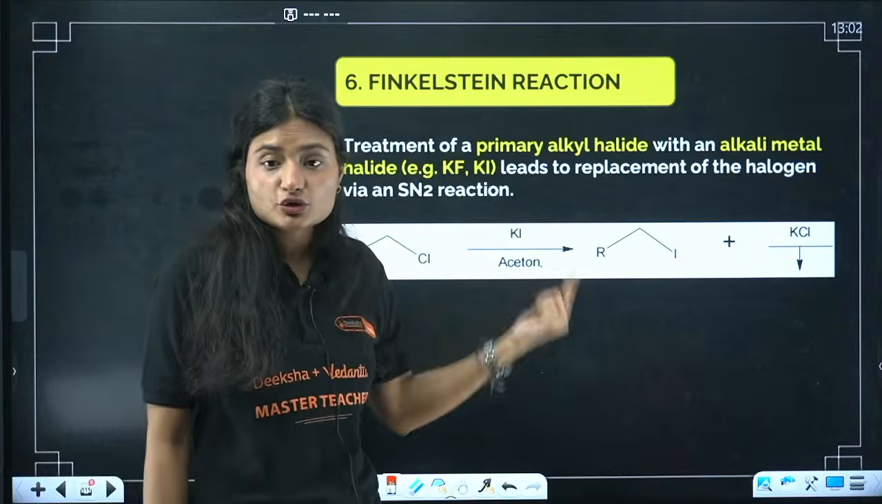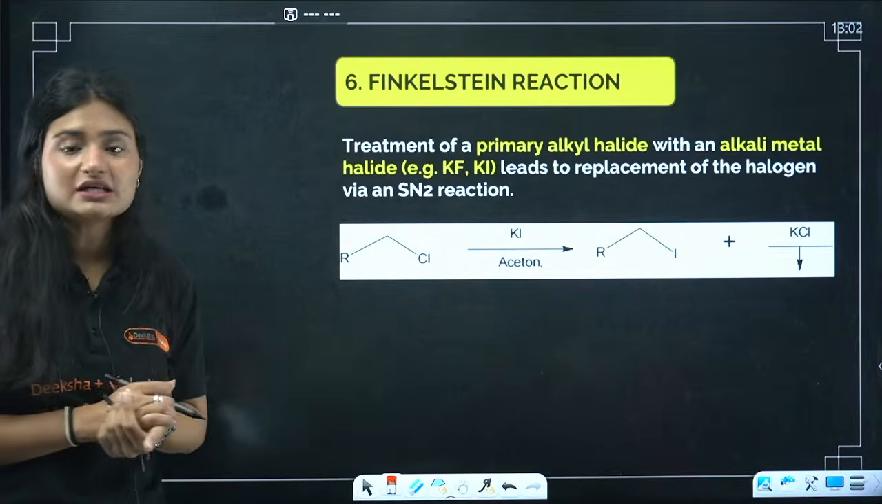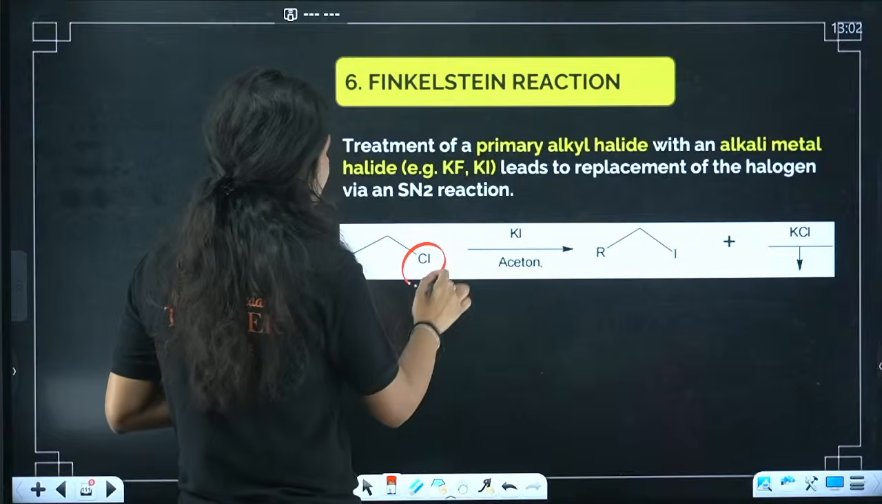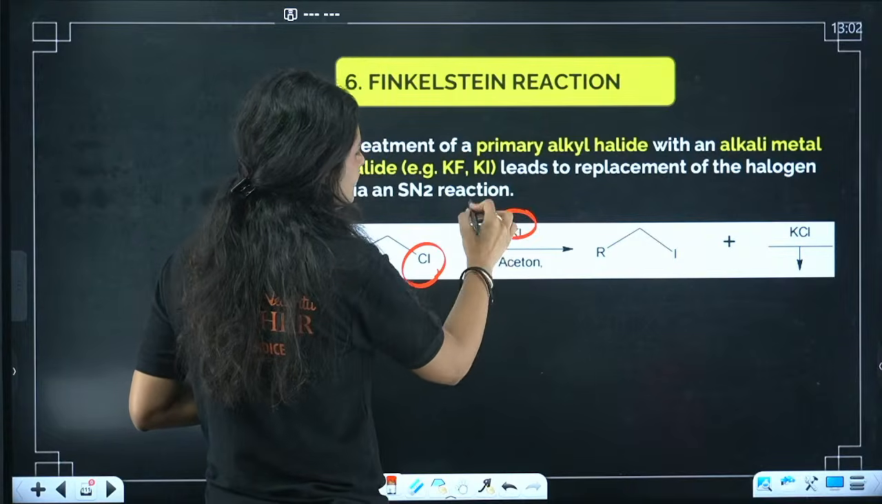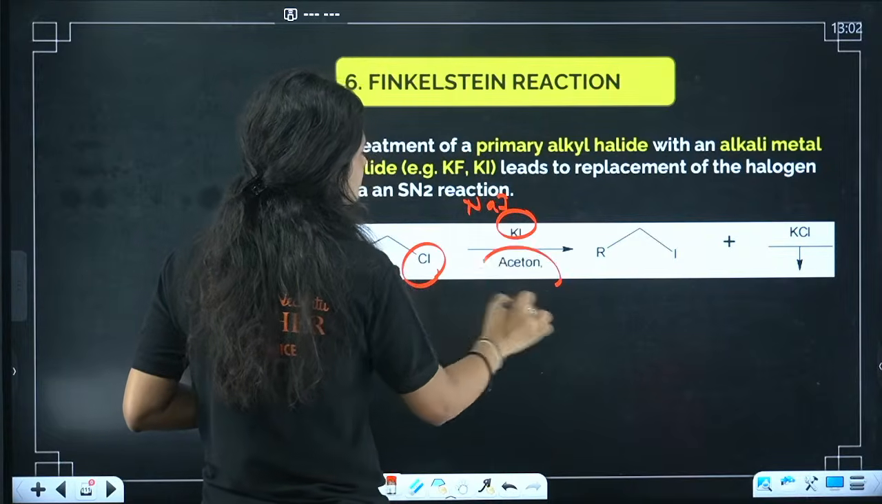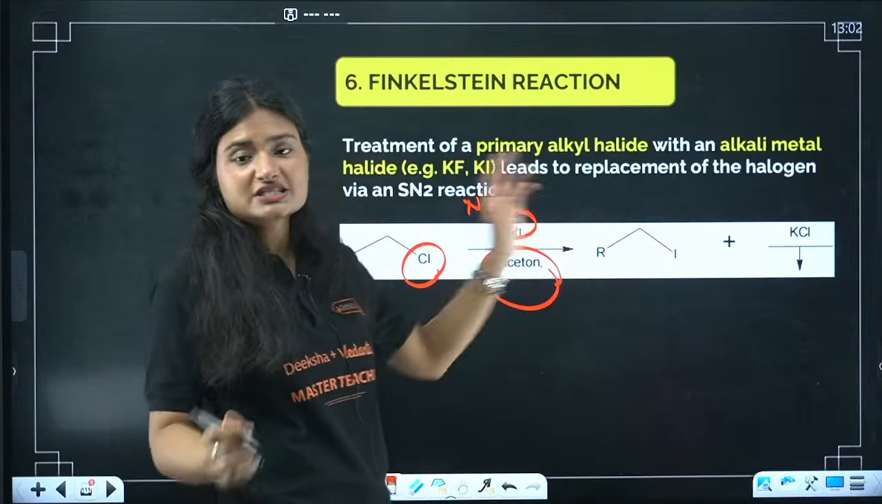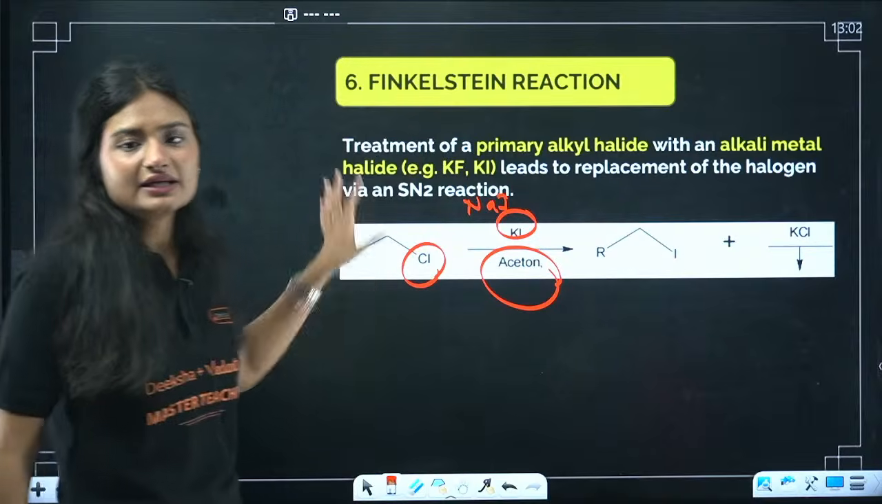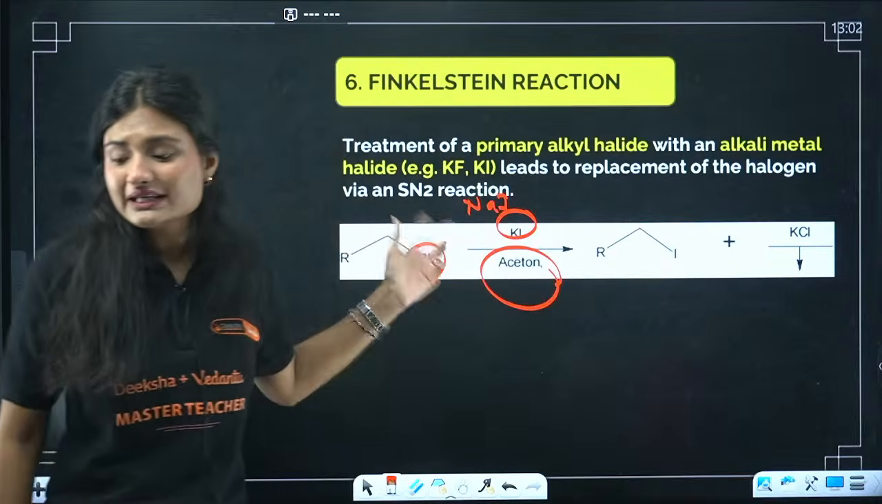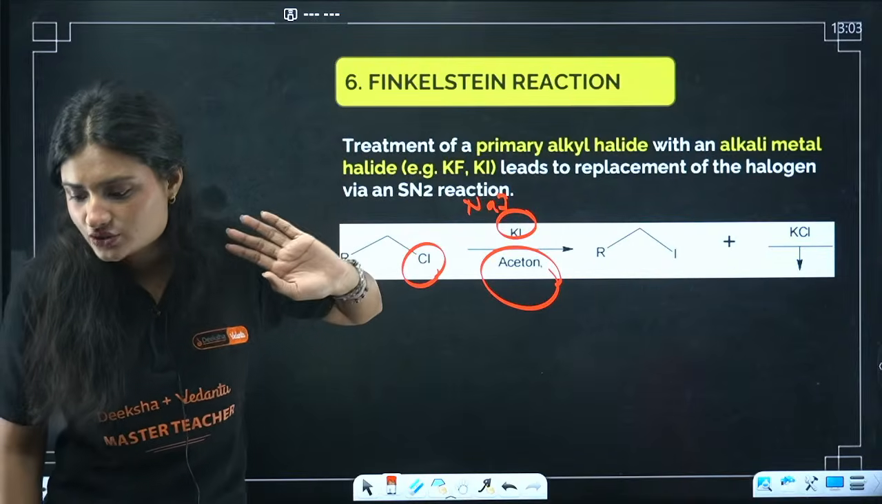Finkelstein is a halogen exchange reaction. So we synthesize iodoalkanes. Whenever you have a chloro or bromoalkane, we treat it with sodium iodide in acetone. We get iodoalkane. So it's just a halogen exchange. It's a haloalkane getting converted into another haloalkane, just the halogen is different. We get iodoalkanes.